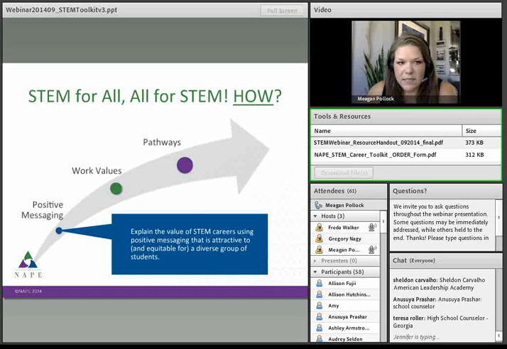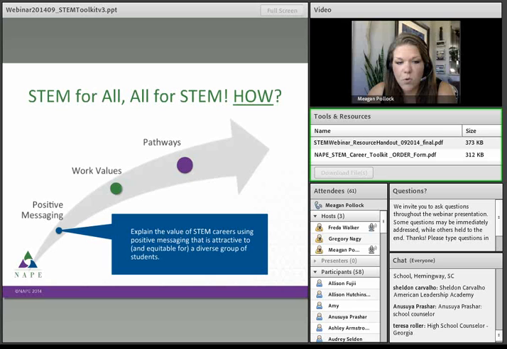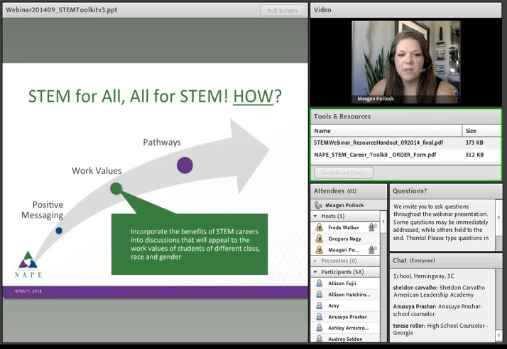Bringing it back to the big idea here is that we're talking about STEM for all and all for STEM. So how do we do that, and why do we want to do that? So the first thing that's really important for us to do and that we're going to talk about today is how important positive messaging is for us and how we talk about STEM. We've got to learn how to explain the value of STEM careers using positive messaging that is attractive to a diverse group of students. In addition, we can learn what the work values are and relate STEM careers to those work values. So we're going to talk a little bit about that and how STEM careers can be appropriate for students with all different kinds of work values.